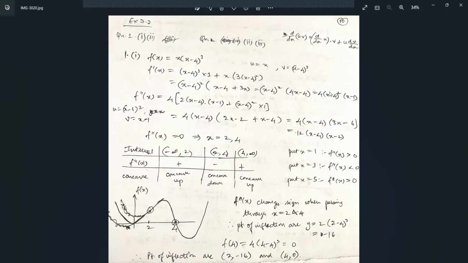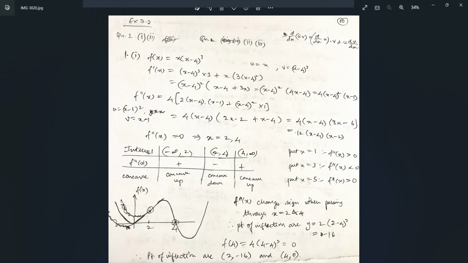Here we use (x minus 4) square as one term and (x minus 1) as a second term. So when we differentiate (x minus 4) the whole square, I get 2 into (x minus 4) and (x minus 1). And I keep this as constant and differentiate the second part, so it's (x minus 4) the whole square into 1. Here we simplify, what we get is 4 into (x minus 4) and (2x minus 2) plus (x minus 4). We get 3x minus 6. So I take 3 common outside, and I get 12 into (x minus 4) into (x minus 2).